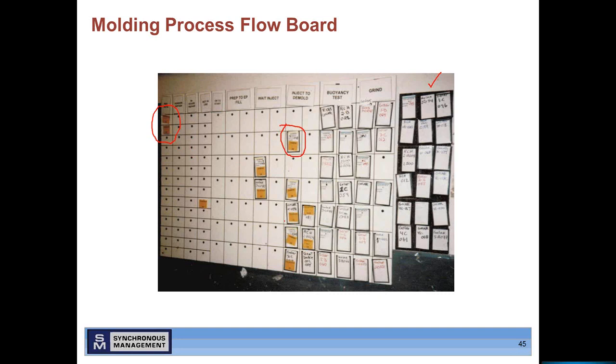So unless an envelope gets emptied, and when it's emptied, the mold card goes back on the board, the envelope goes back to production control. They pick the next item to be produced that the mold's available for, and put it in the prep to fill column and release it. So they limit, and they can see where things are piled up.